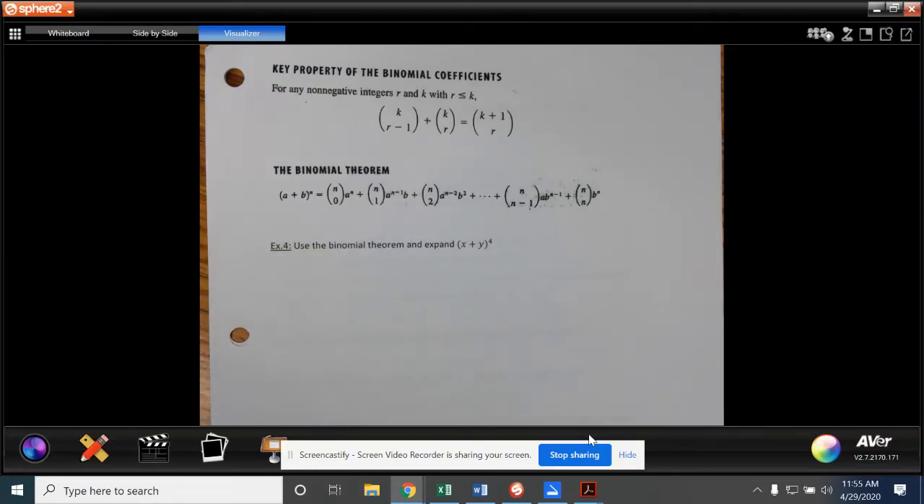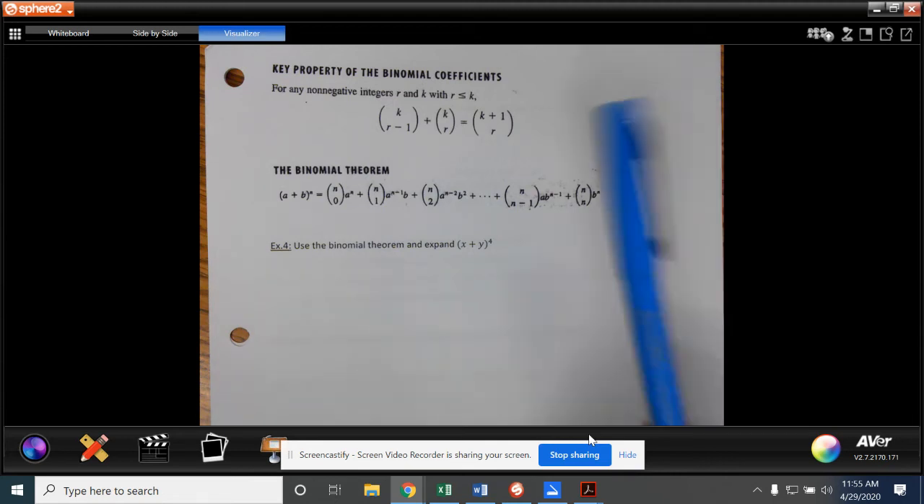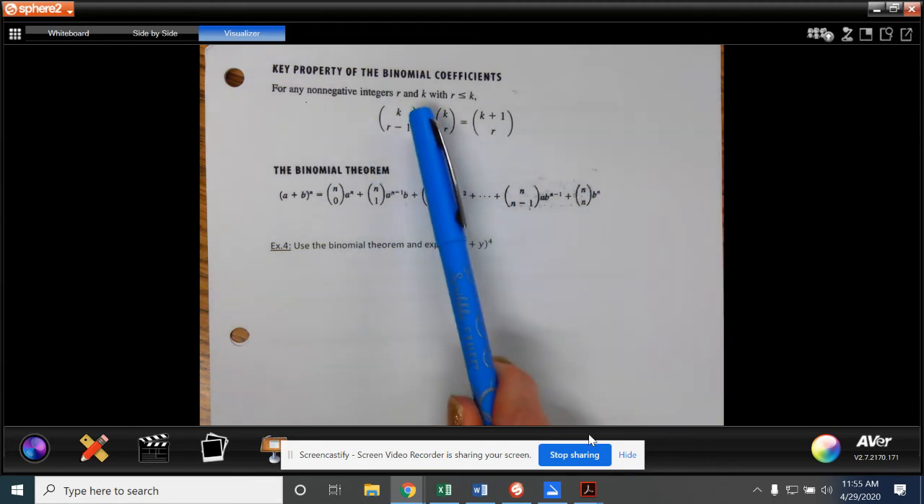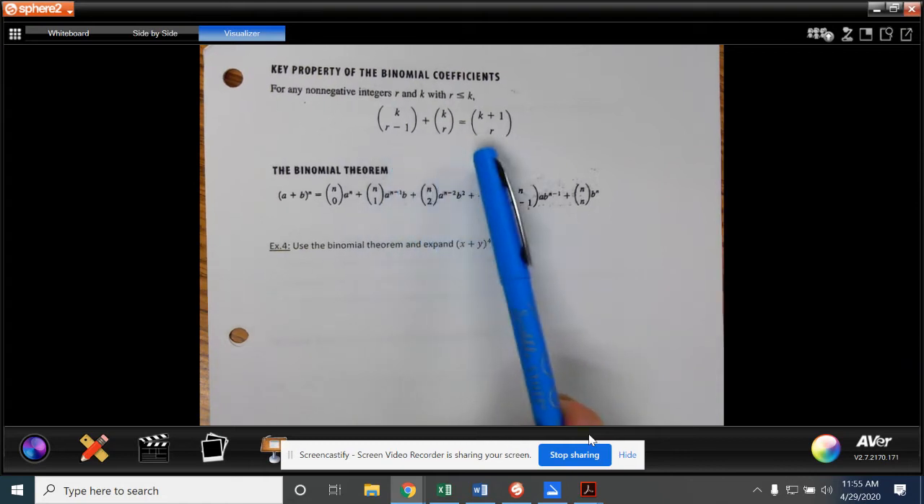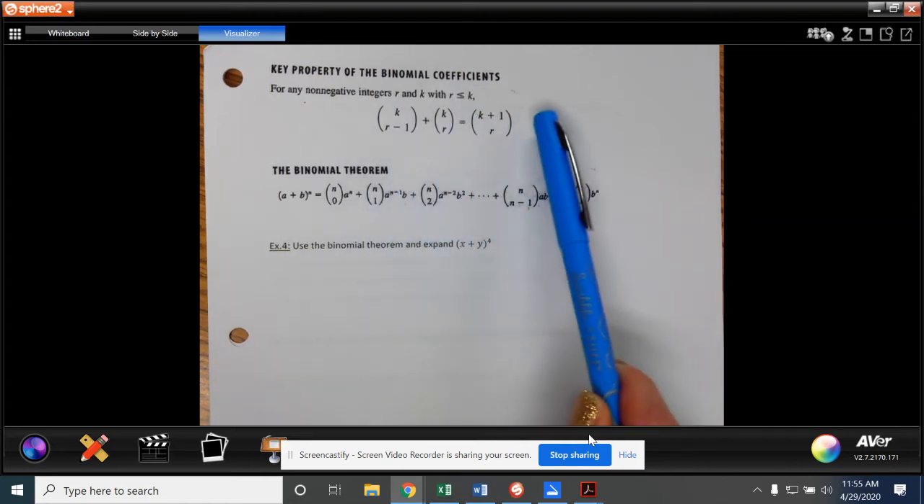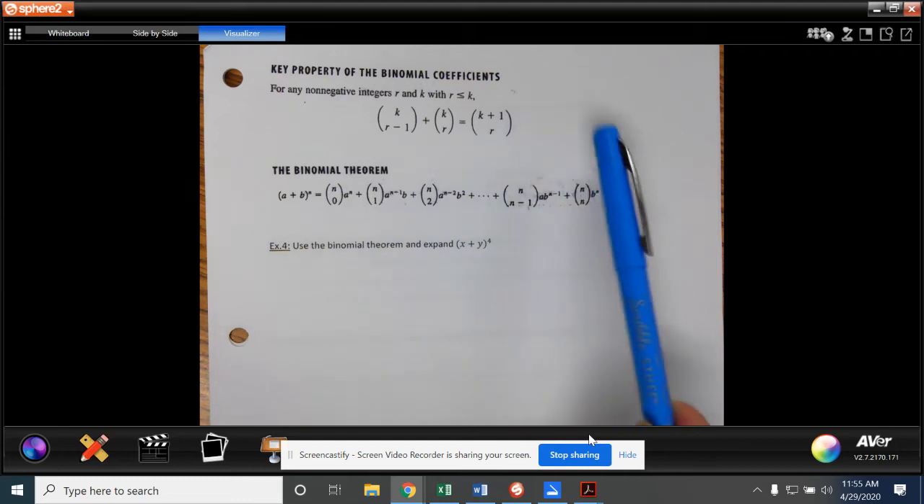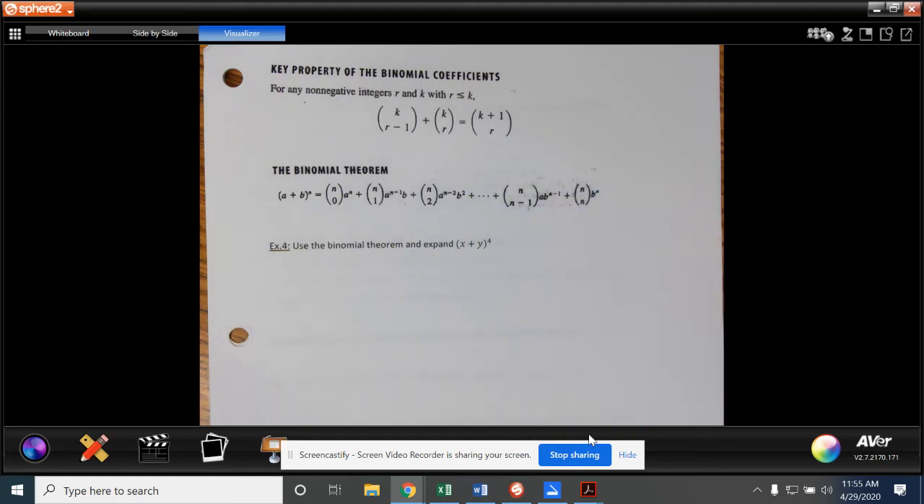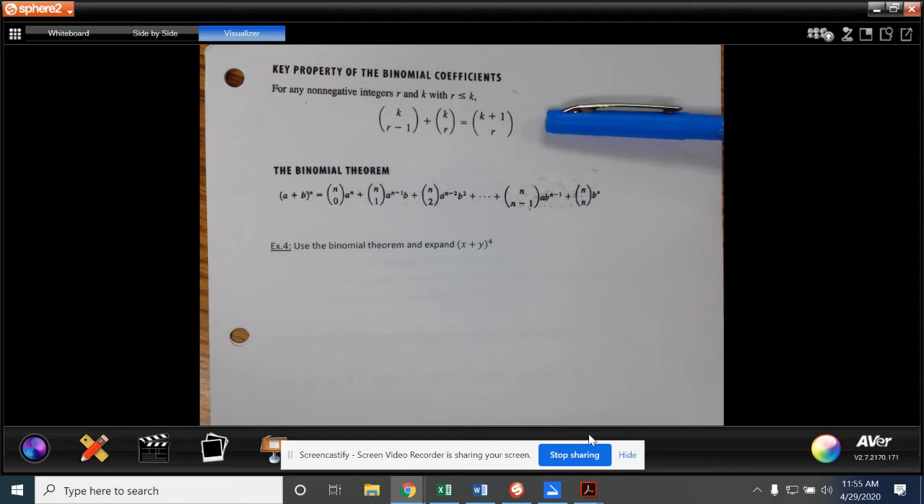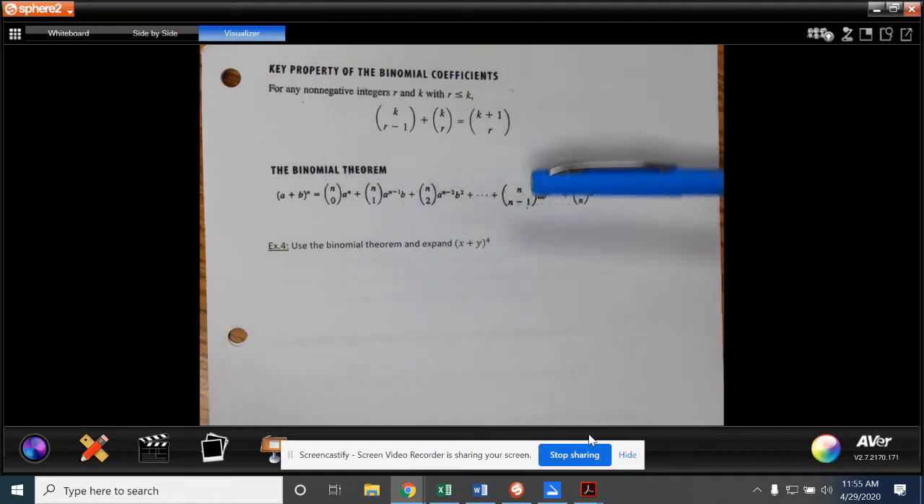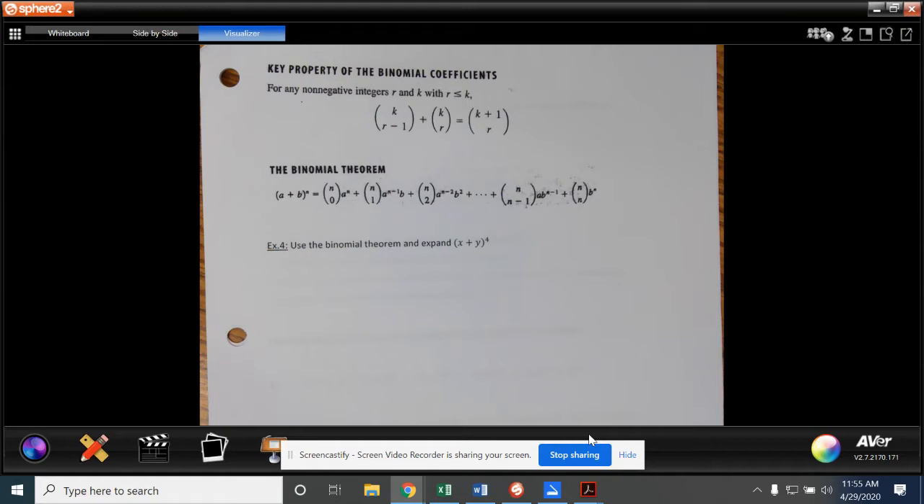Let's now look at binomial coefficients. Looking into this, by definition, for any non-negative integers r and k, with r less than or equal to k, this form works. And this is where k over r minus 1 plus k over r would end up being k plus 1 over r. Now, for our purposes, this is not absolutely necessary to know for applying the binomial theorem in this course.